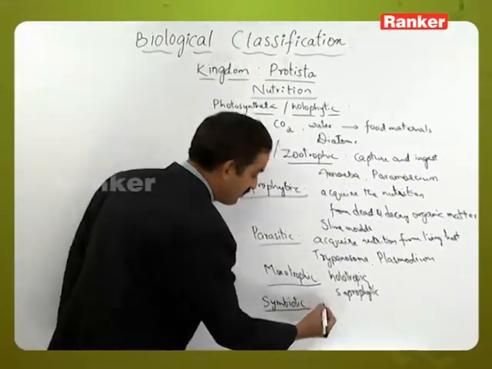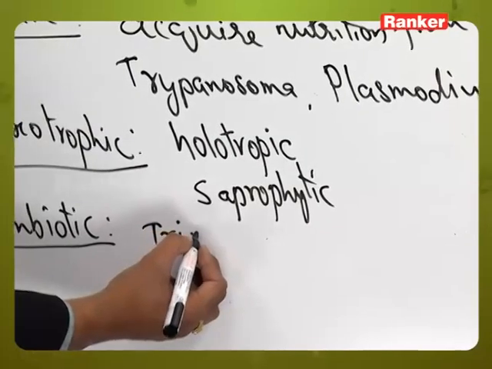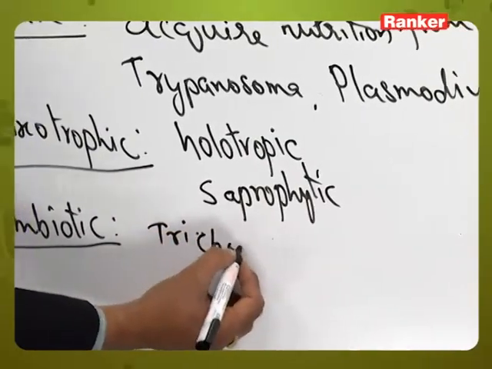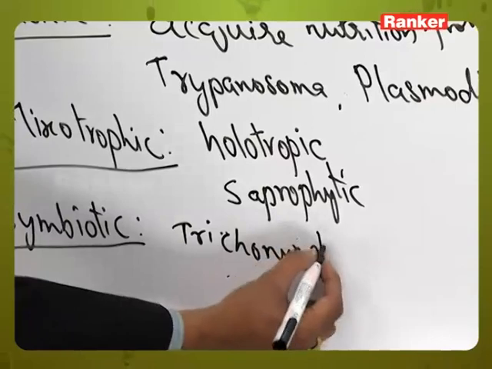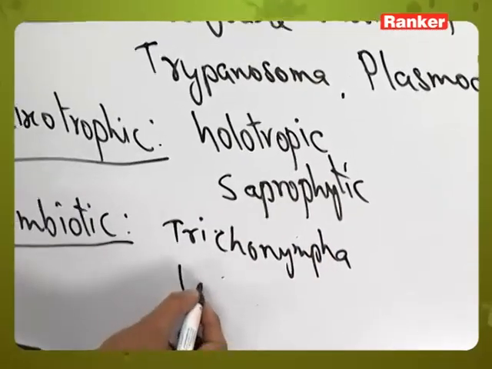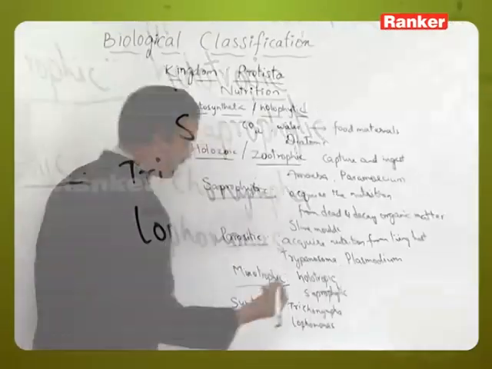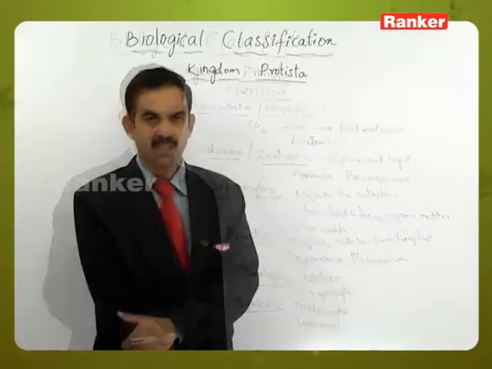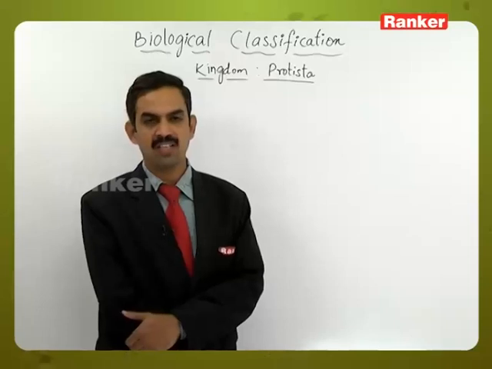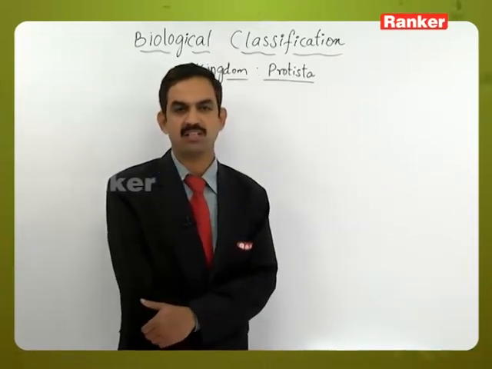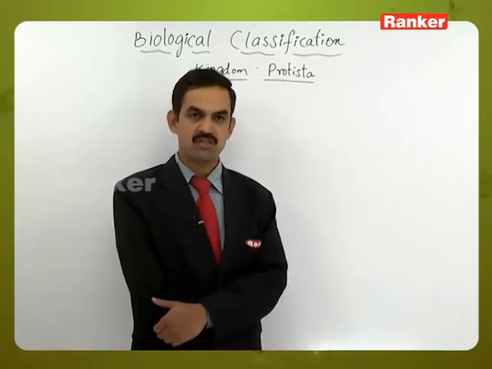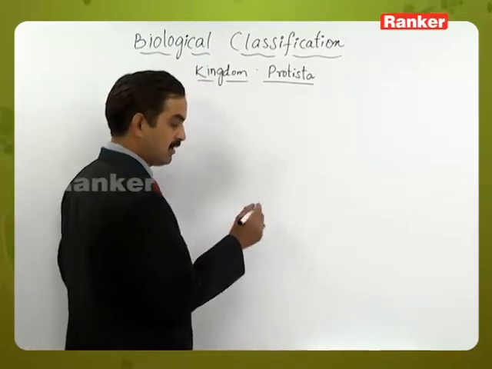Examples like Trichonympha and Lophomonas will exhibit this symbiotic type of nutrition. Here in the nutrition also there is no clear demarcation, so there is no such restricted characteristic feature related to the nutrition. The next one is respiration.